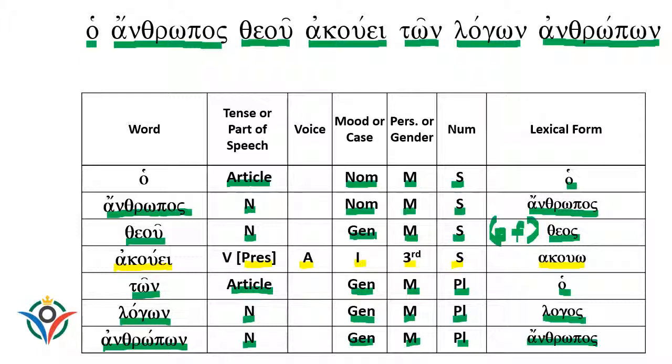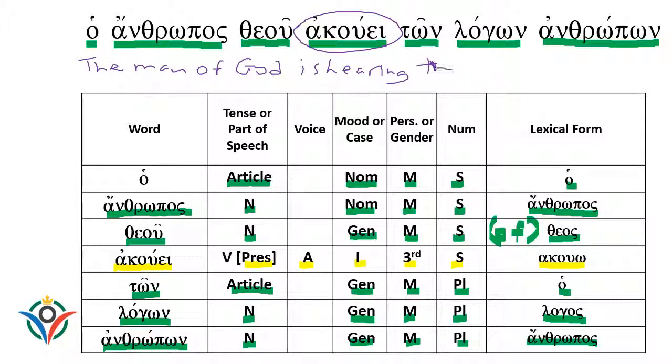So now, how would we translate this verse using this information that we have parsed? Well, it begins with the article the man of God, and then we have akouei, and we want to translate that with the imperfective verbal aspect, which conveys the progressive or ongoing idea of the action. So akouo means I hear. So the man of God is hearing. What is he hearing? He's hearing the words of men. So the man of God is hearing the words of men.